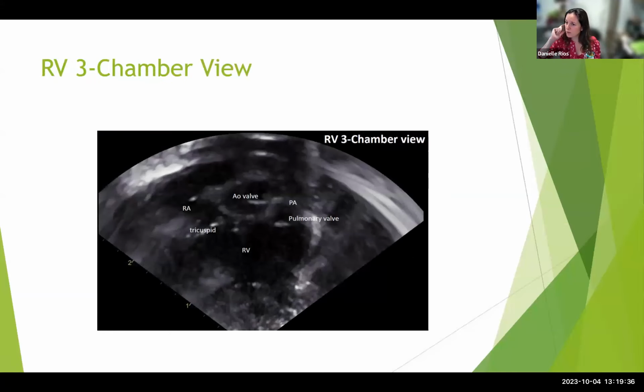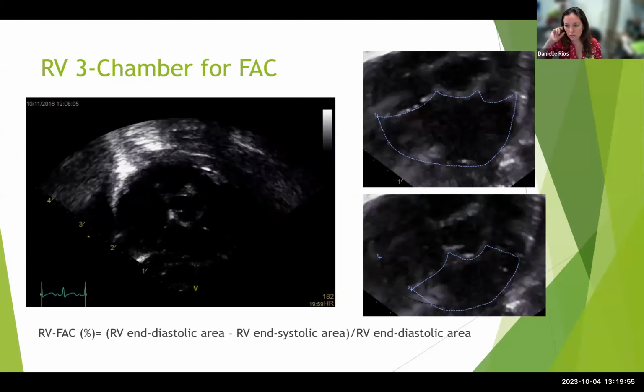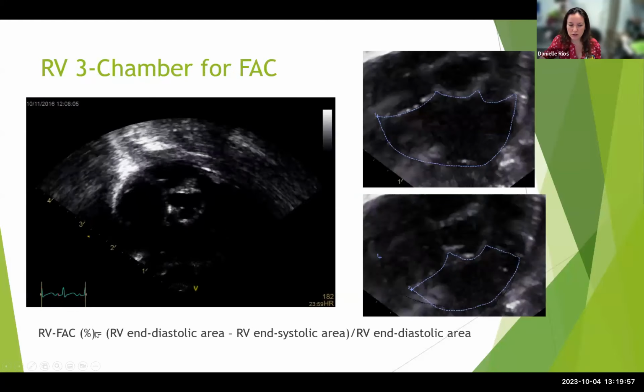So another important image that we use in the assessment of acute pulmonary hypertension is the RV three-chamber view. When in the correct position, the aorta is seen in the middle of the image as a circular structure above the RV, and it shows both the inflow and the outflow tract with the tricuspid and pulmonary valves opening and closing. So this is the RV three-chamber view right here.